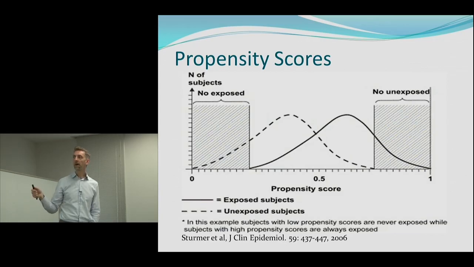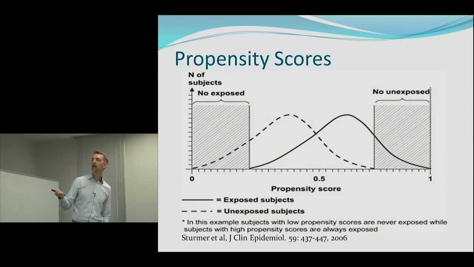So a bit more about the theory. When we have calculated the score for our exposed and unexposed, we can then look at the distribution of the scores in those two groups. And this is really informative. I've taken this from a really nice paper written by Til Stürmer in 2006, which is a great, simple approach to propensity scores. If you want a paper to look at, I would recommend this one.